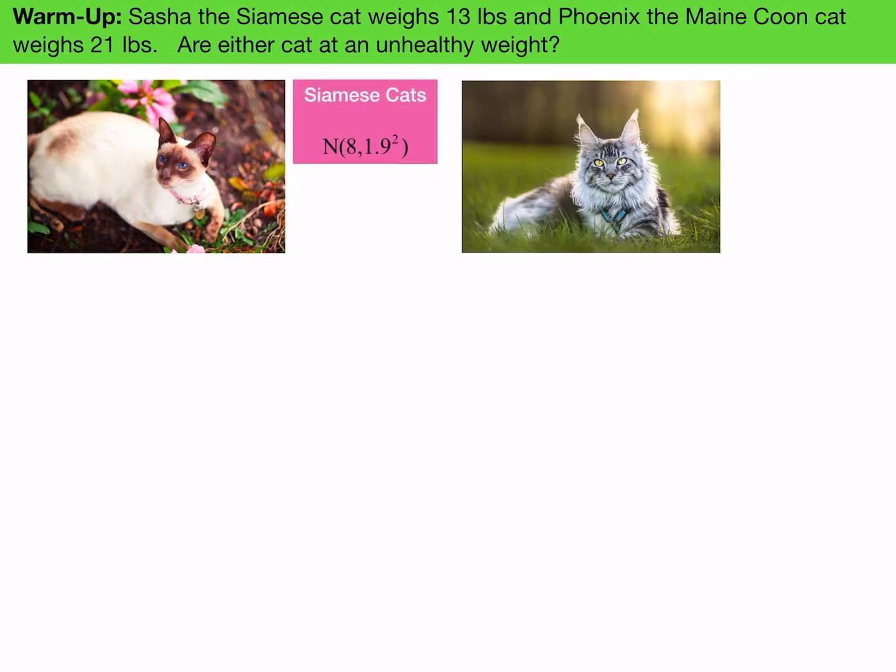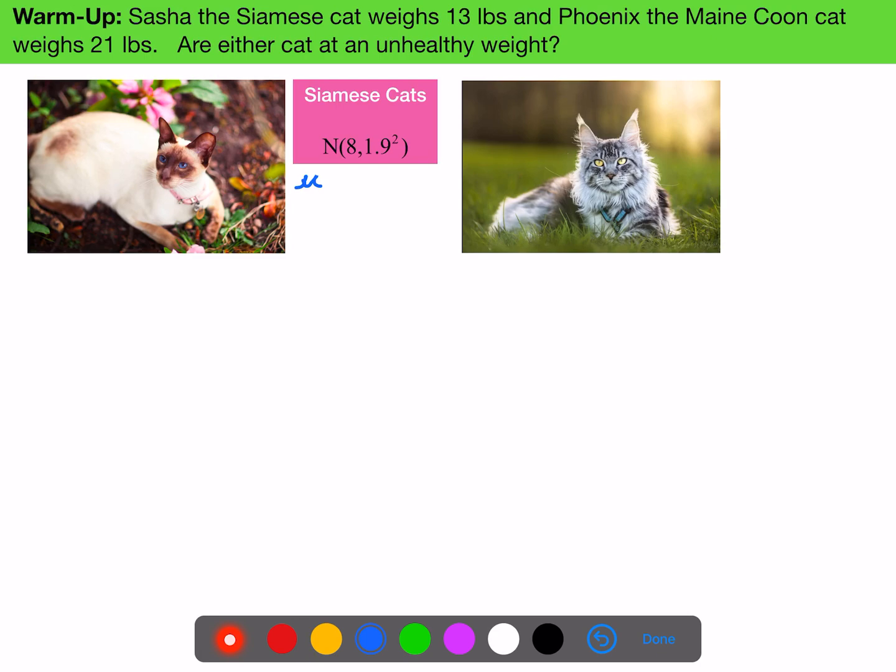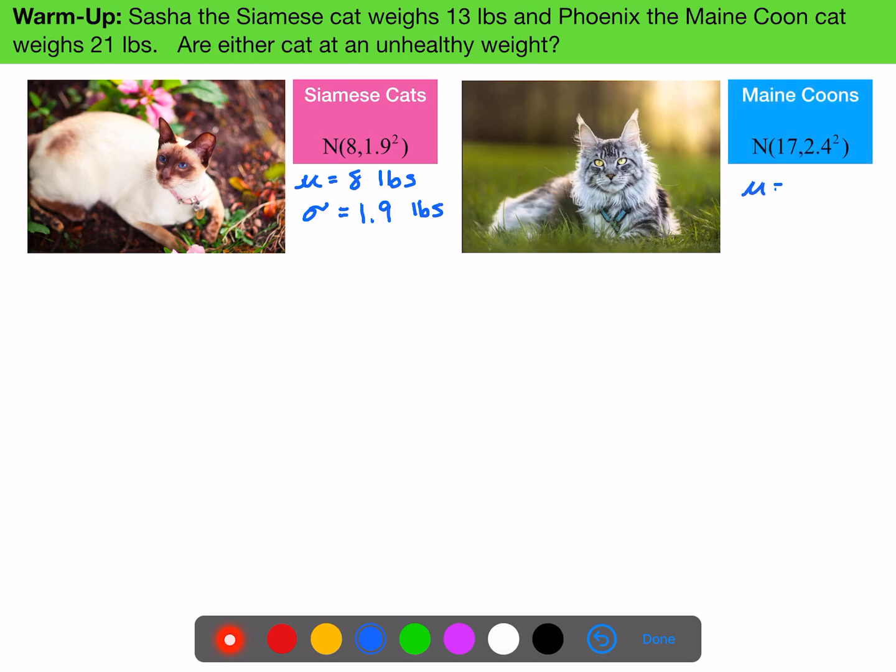For the Siamese cat, it follows a distribution, and I'm using a new kind of terminology or notation here for this. So what this means is the mean is equal to 8 pounds, and the standard deviation is equal to 1.9 pounds. So this is just a more concise way of representing a normal distribution. For the Maine Coon cats, it has a mean of 17 pounds and a standard deviation of 2.4 pounds.